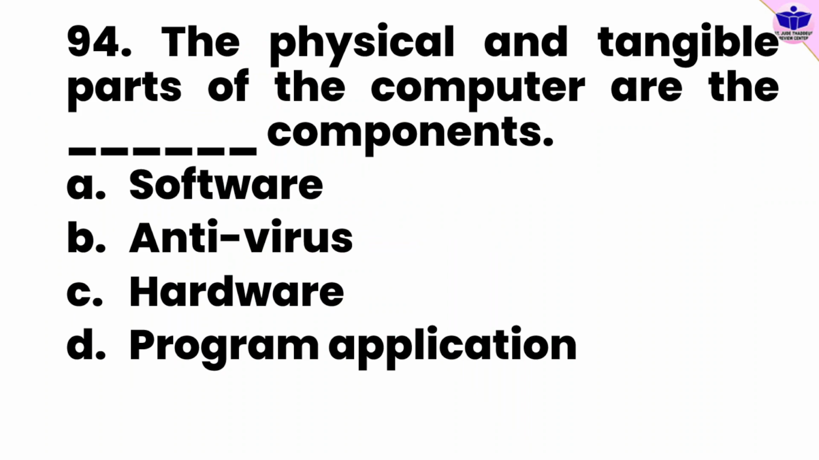Number 94. The physical and tangible parts of the computer are the blank components. A. Software, B. Antivirus, C. Hardware, D. Program application. So what are the physical and tangible parts known as? They are called, yes, hardware. Example, printer, keyboard, mouse, the screen. And all of the applications are called software. Example, your antivirus program or any kind of program application in your computer.